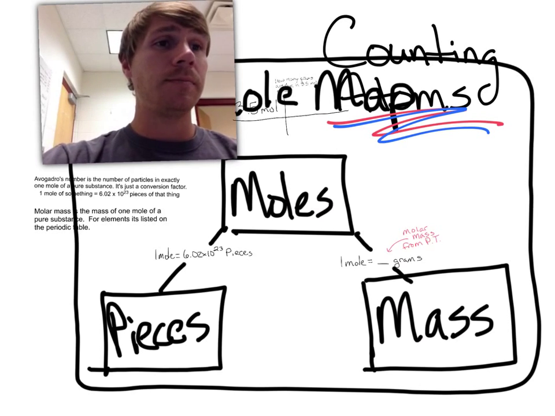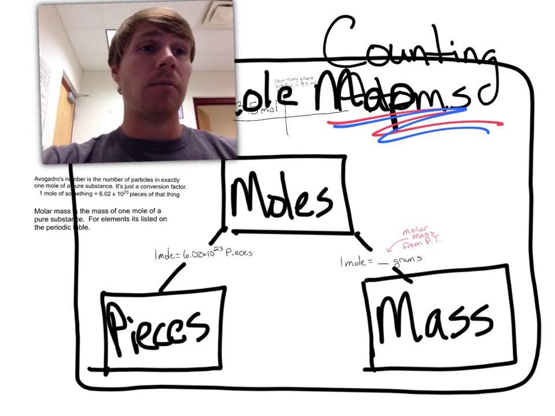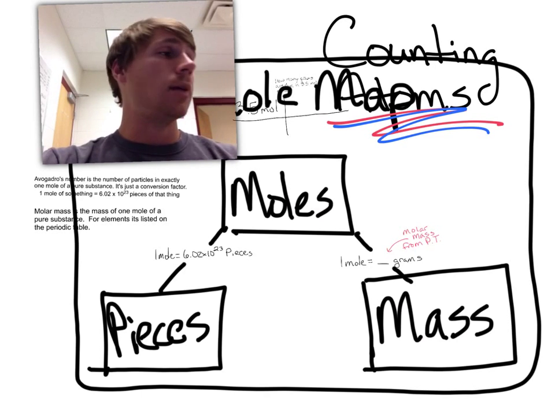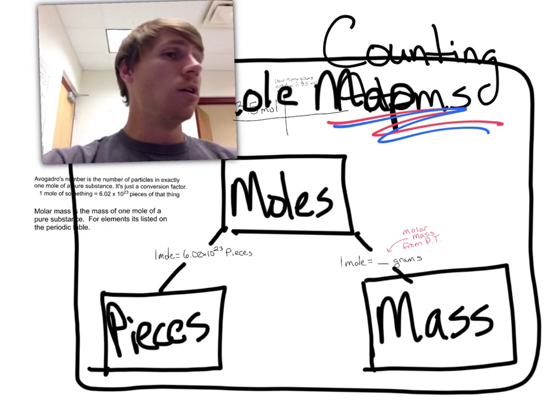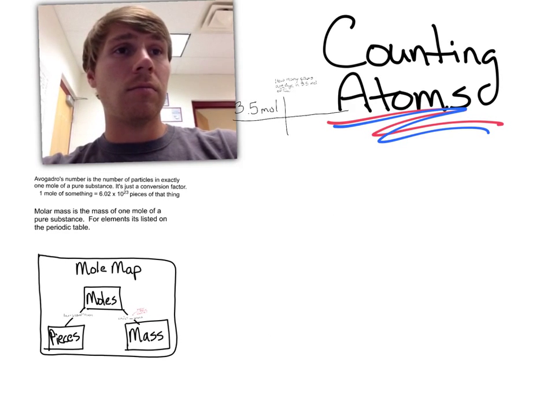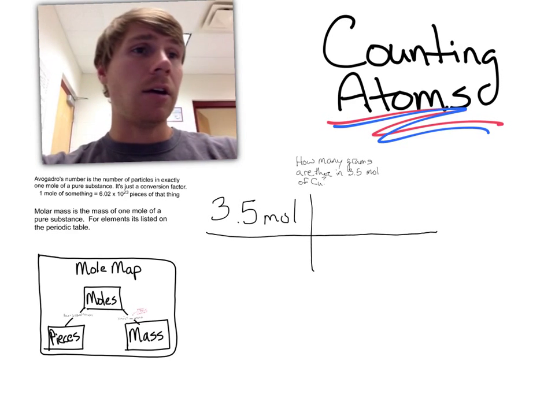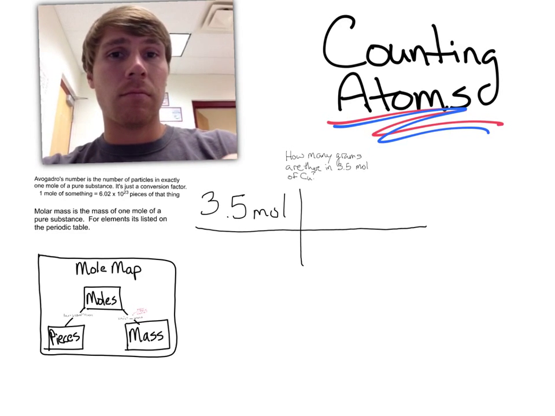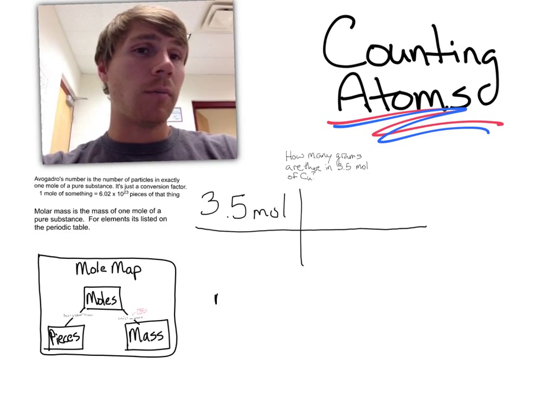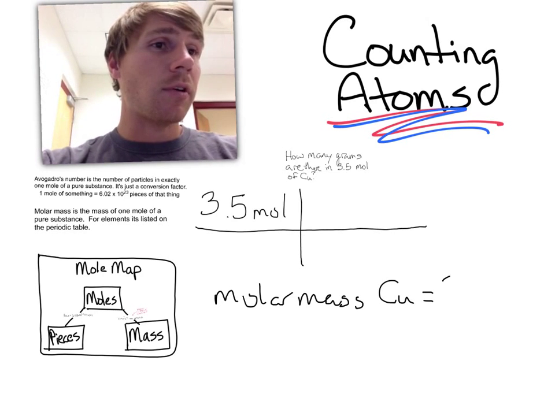from the periodic table. That's just the number on your periodic table, kind of underneath. On your periodic table, it's right underneath the name. So if we're looking at that, I know that the molar mass of copper is 63.55 grams.